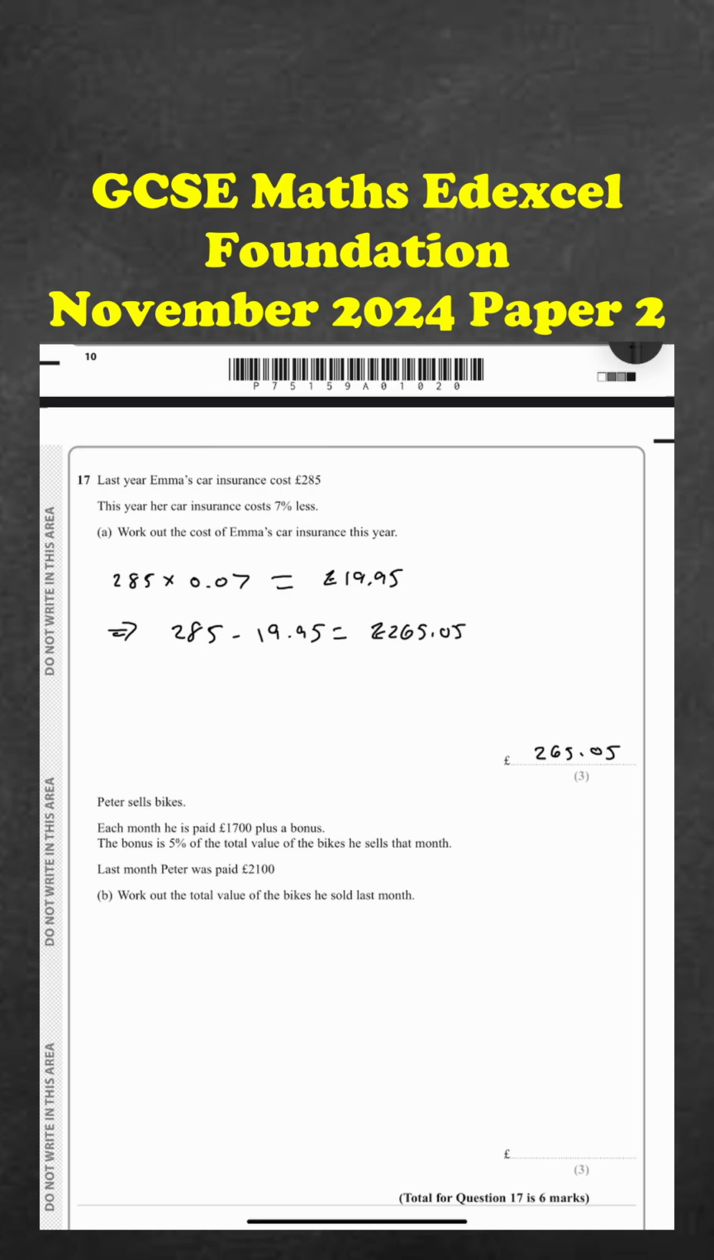Peter sells bikes. Each month he is paid £1,700 plus a bonus. The bonus is 5% of the total value of the bikes he sells that month. Last month, Peter was paid £2,100. Part B, work out the total value of the bikes he sold last month. So, 1,700 plus a bonus. He was paid 2,100, so we can say the bonus was £400. The bonus is 5% of the total value of the bikes he sells that month, so all we have to do is £400 divided by 0.05, and we get £8,000.